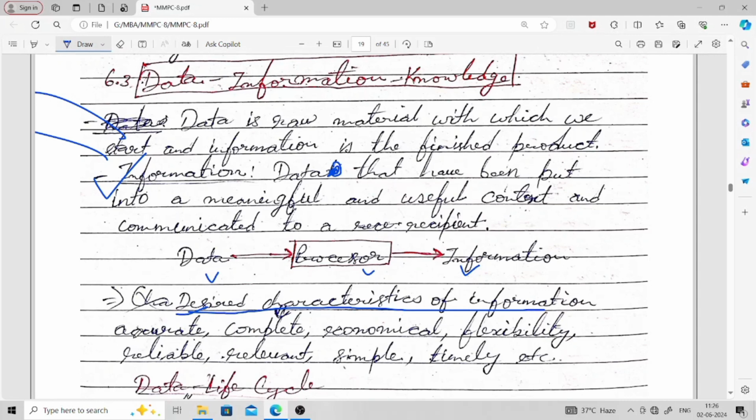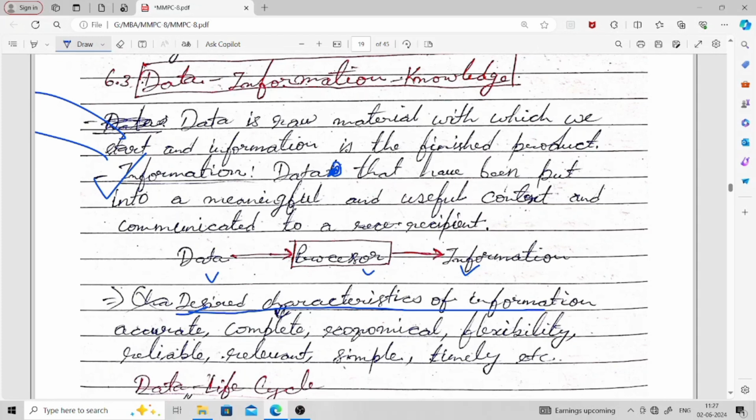Whatever information is required should be complete, because if the information is not complete, it will cause wrong decision making. That's why the information should be complete. Then next is economical, meaning it should not be too costly to obtain the information. That's why economical information is very important.